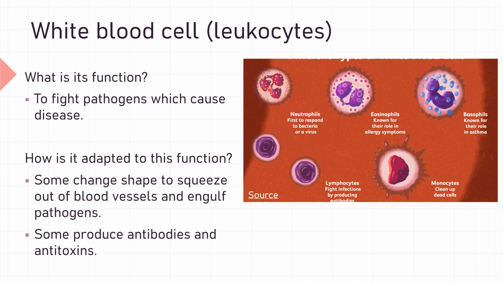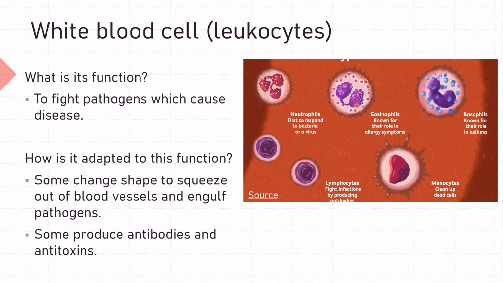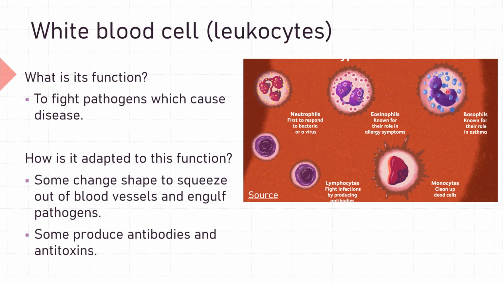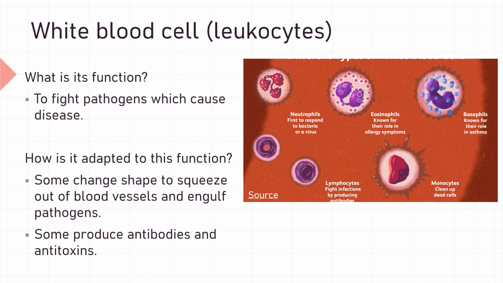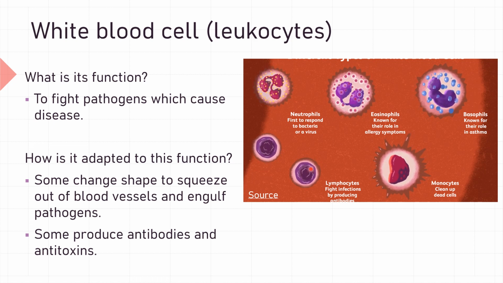Neutrophils are the first ones that will respond to bacteria or viruses. Then you have the eosinophils, which are known for their role in allergy symptoms. Usually people who have a problem with allergy, if they take a blood sample, this one can be really high. Then basophils, which are known for their role in asthma, so they can show some kind of situations regarding asthma. Then these two represent the ones we call lymphocytes. Lymphocytes fight different kinds of infections, and they do this by producing something called antibodies.